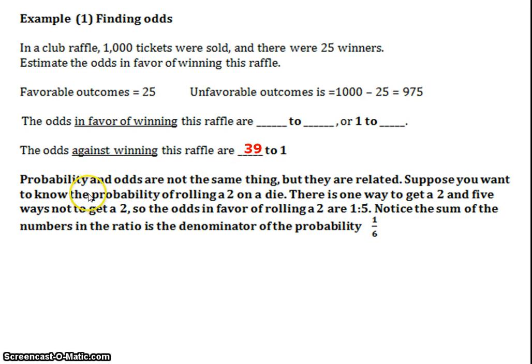Like I mentioned before, probability and odds, they're not the same thing, but they are related. Suppose you know the probability of rolling a 2 on a die. There's only one way to get a 2, and 5 ways not to get a 2. So the odds in favor of rolling a 2 are 1 to 5. Notice that the sum of the numbers in the ratio is the denominator of the probability. The sum of the numbers in the ratio, 1 and 5, are the total outcomes, and that is the denominator in our probability.